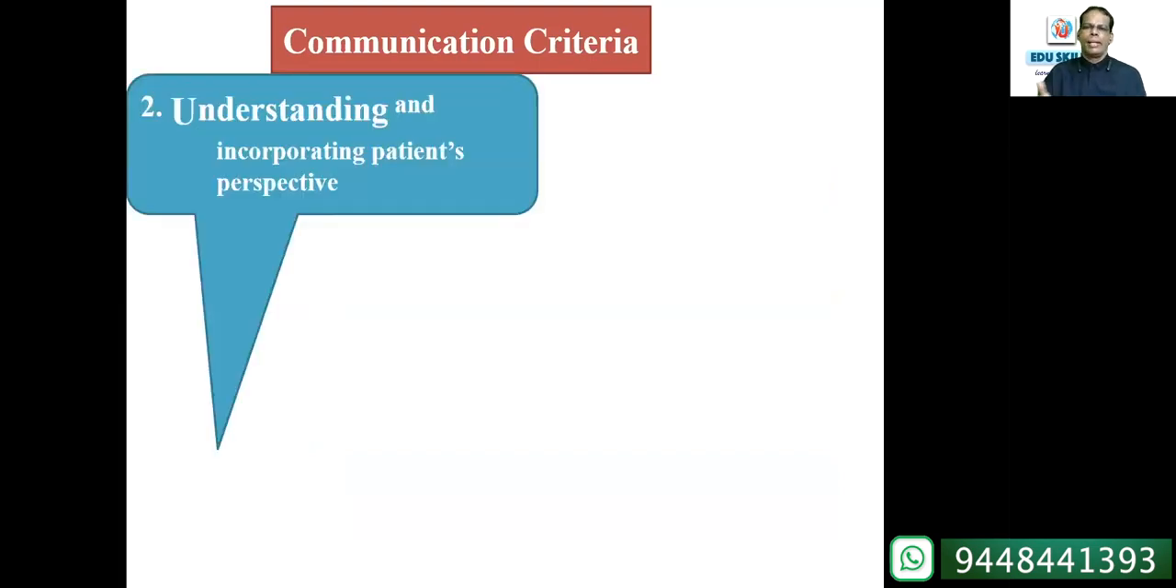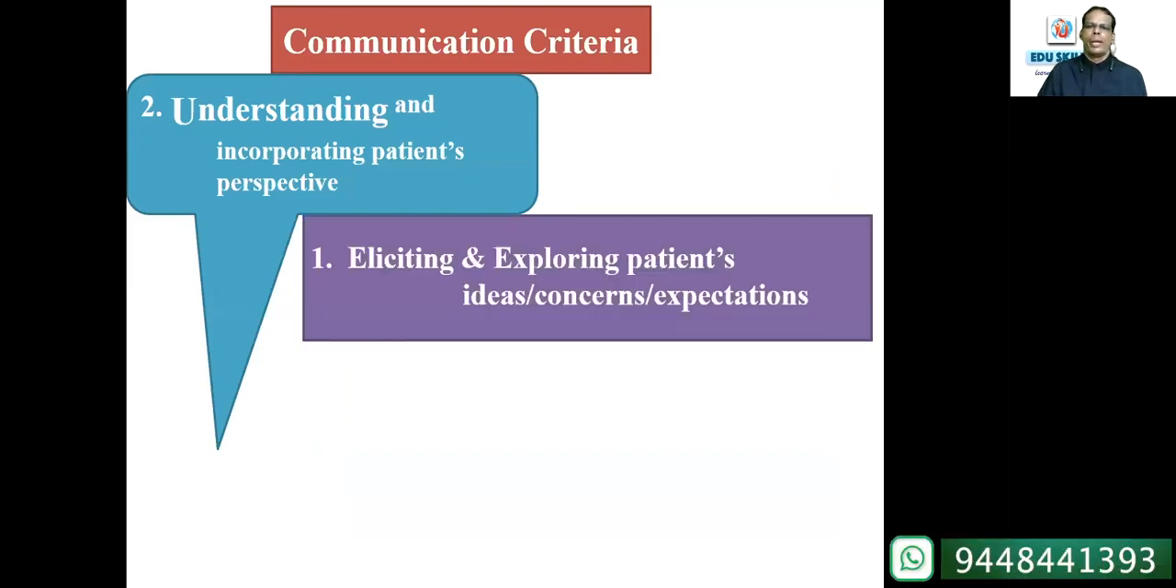And the second aspect of the clinical communication criteria is understanding and incorporating the patient's perspective: eliciting and exploring patients' ideas, concerns, and expectations. Eliciting means you have to draw out. You have to first draw out from them, explore patients' ideas. What are their ideas, concerns, expectations? Don't worry about anything else. Just try to listen to them and explore their concerns. What is disturbing them? That should be your focus.